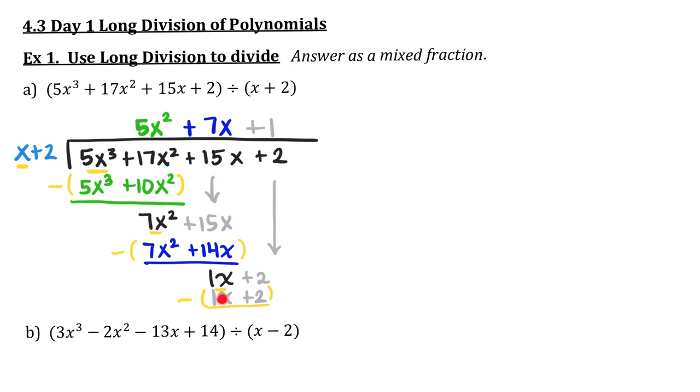So 1x minus 1x is nothing. 2 minus 2 is actually 0. So the remainder is 0 here, which is not always true. So if I do this divided by this, I get this as my answer. My answer is 5x squared plus 7x plus 1.